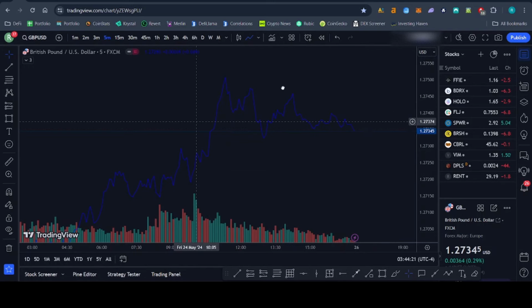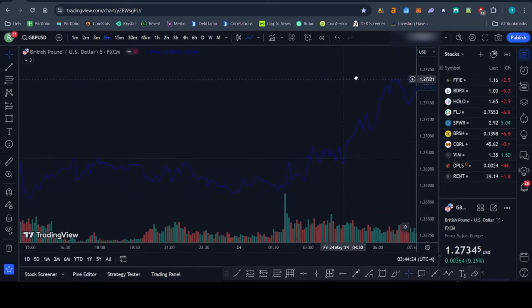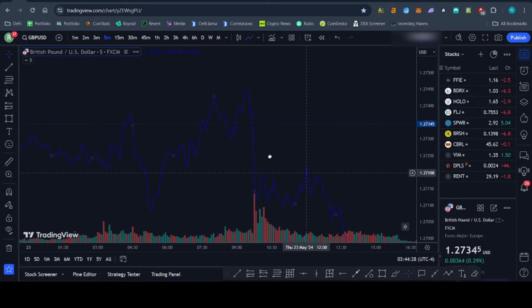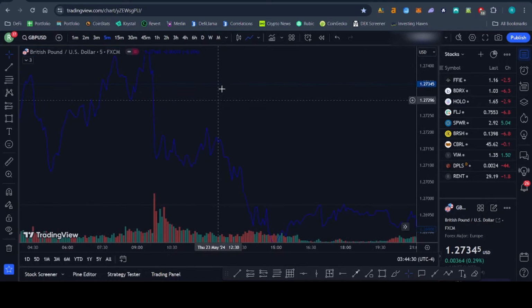But you know, the line chart can make it a little bit easier to read the price action and where the highs and where the lows are, so you can have a go at that.